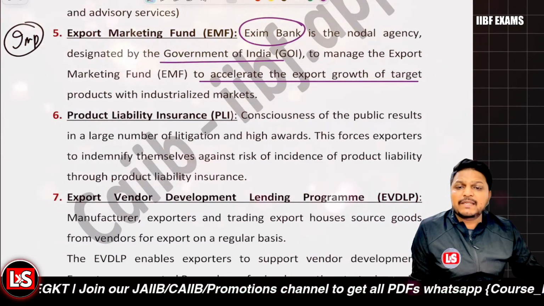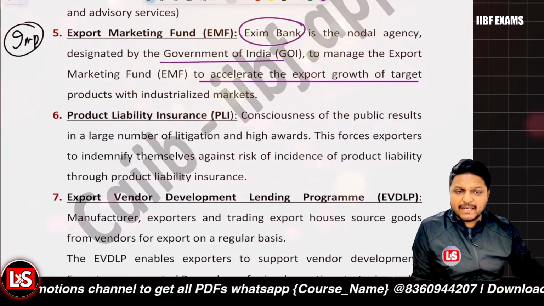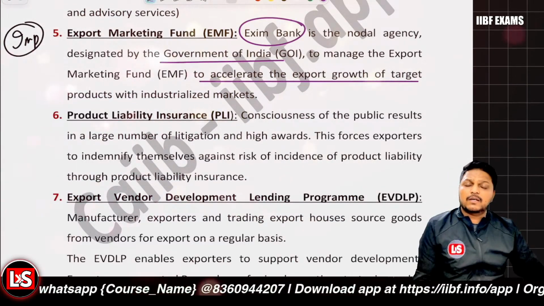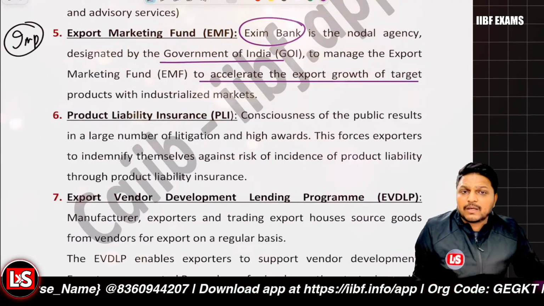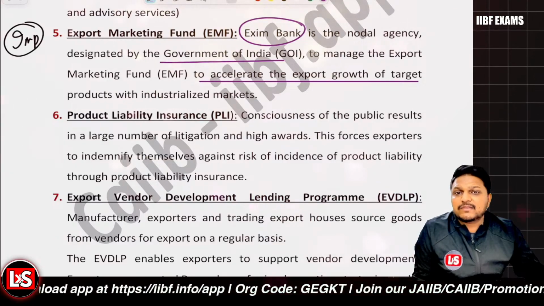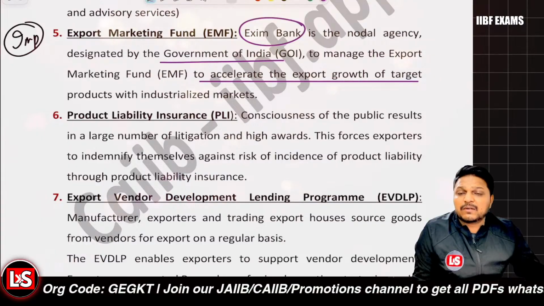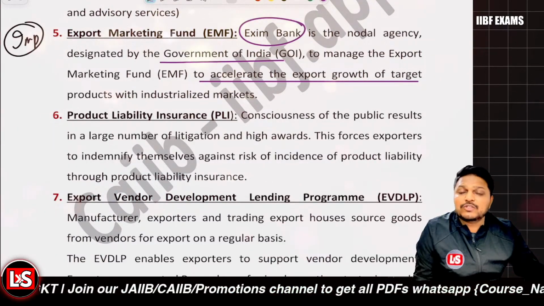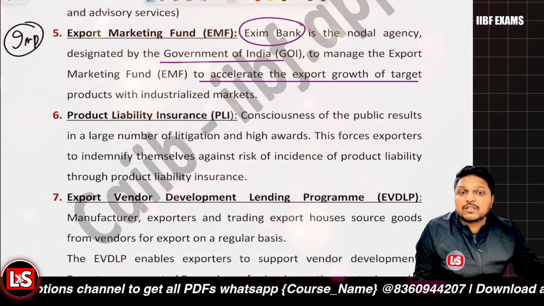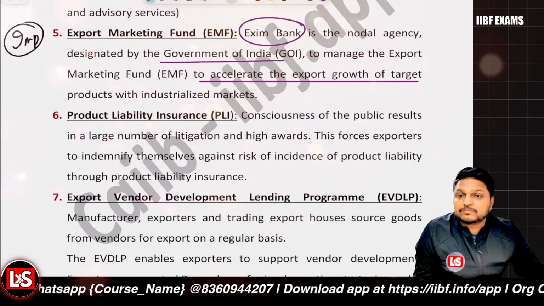Then after that, it's about the PLI. PLI is the product liability insurance. Now what is product liability insurance? Let's say you have exported a good from India, right? In foreign countries, people are very much aware and they do file cases saying this product is hazardous or this product is not good for us. Now there might be a claim arising on you. You might lose the particular case where a claim is raised against you. That may be due to a defect or problem in the product that has been exported.